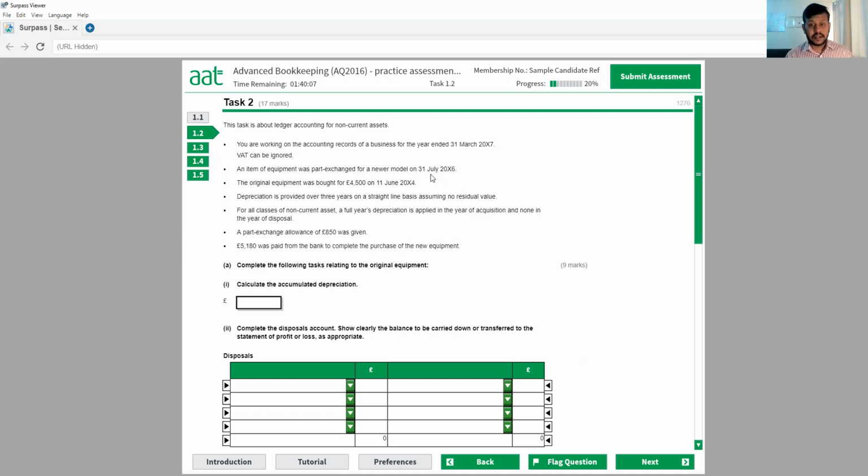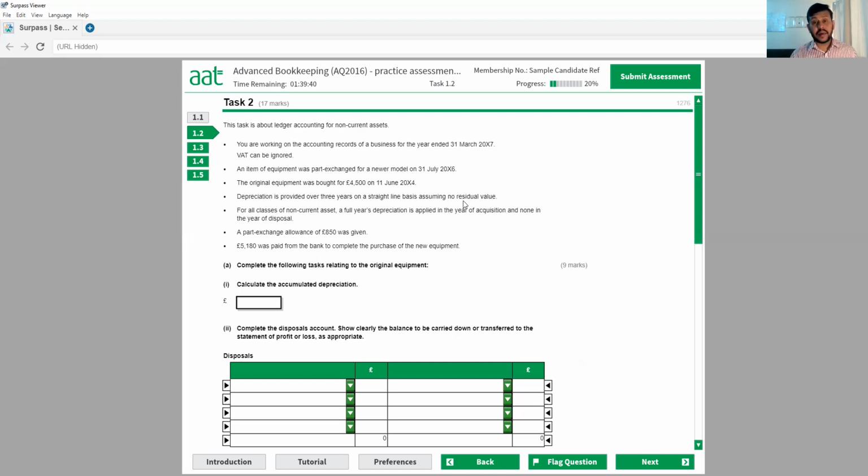So that day, 31st of July 2016, we gave the old asset to get the new one. The original equipment was bought for 4,500 on 11 June 2014. Depreciation is provided over 3 years on a straight line basis, assuming no residual value.